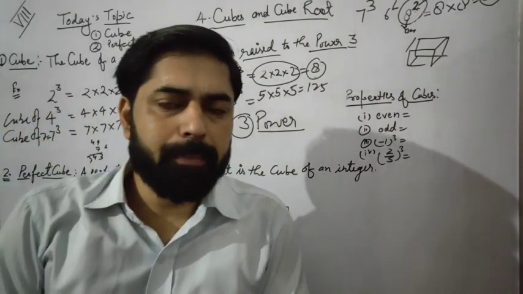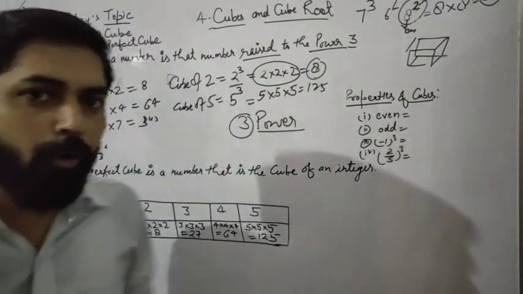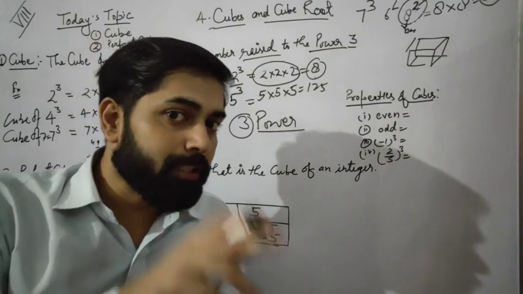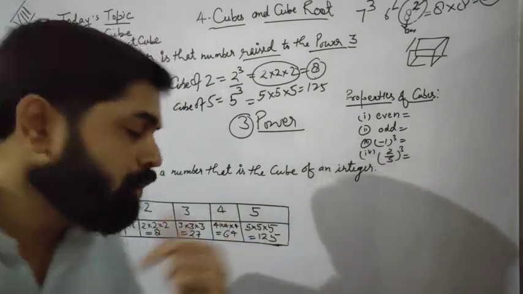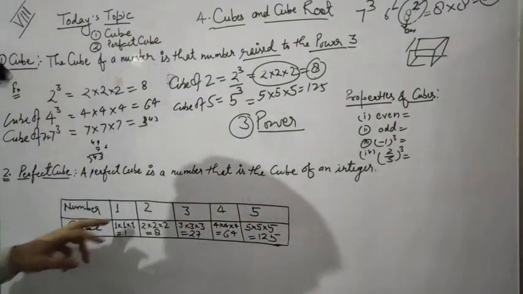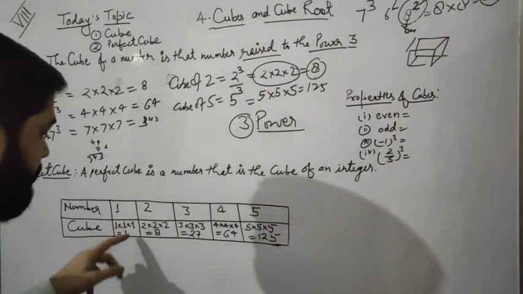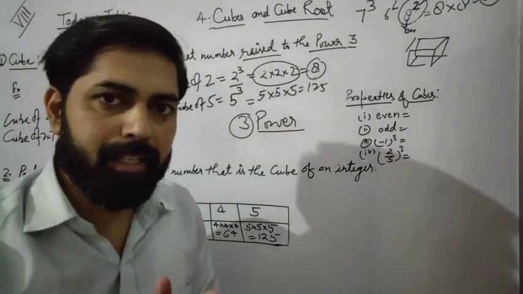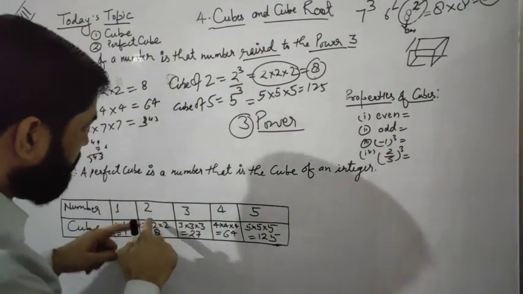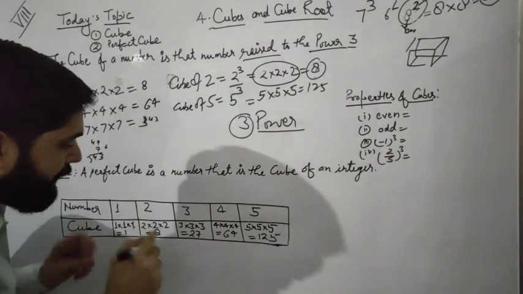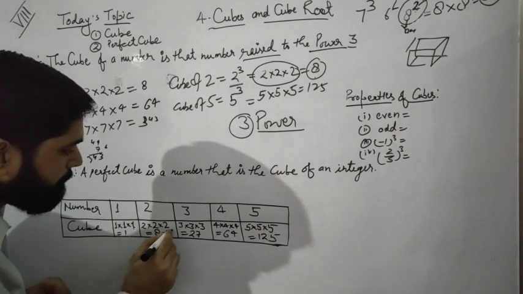अगर किसी नंबर को जब 3 टाइम्स मल्टीप्लाई करो और नंबर जो मिले वो नंबर, जिस नंबर को मल्टीप्लाई किया उसका वो परफेक्ट क्यूब होता है. Like number 1. If we multiply 1 by how many times? 3 times. Then we get 1, because you know the property of 1. And then 2, when we multiply 2 by 3 times, we get 8. So 8 is the perfect cube.